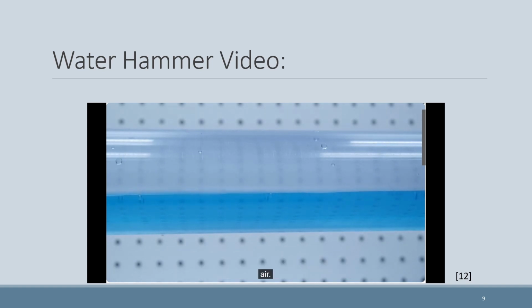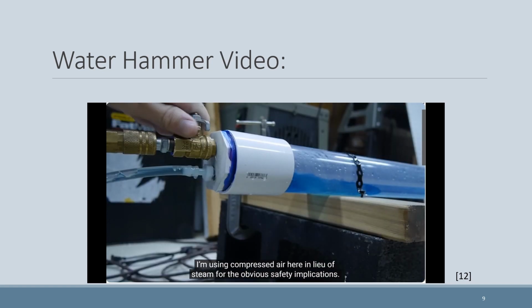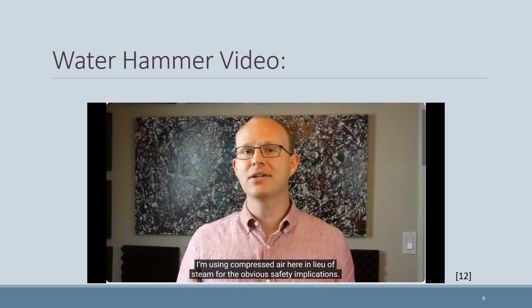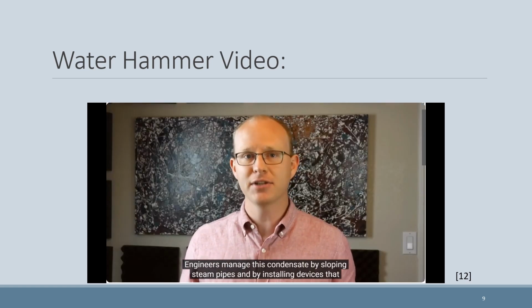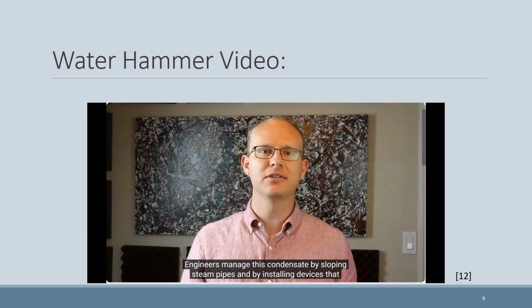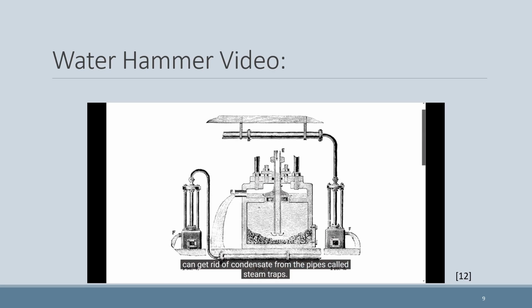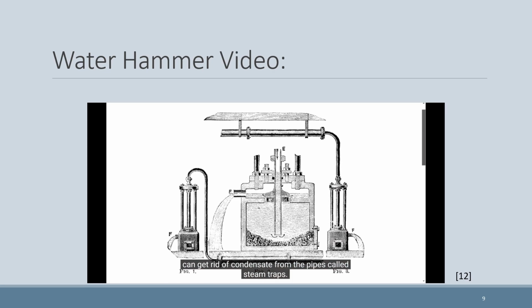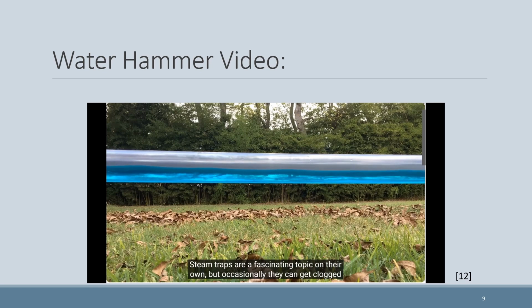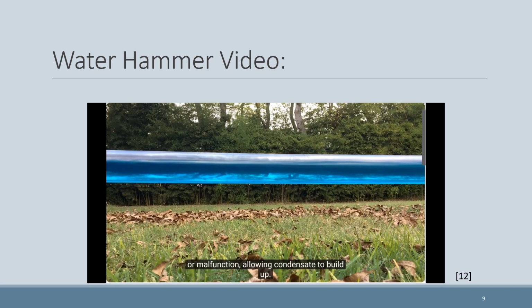Condensation in a steam pipe is always occurring just from normal transfer of heat to the outside air. And this is roughly what that might look like. I'm using compressed air here in lieu of steam for the obvious safety implications. Engineers manage this condensate by sloping steam pipes and by installing devices that can get rid of condensate from the pipes called steam traps. Steam traps are a fascinating topic on their own, but occasionally they get clogged or malfunction, allowing condensate to build up.